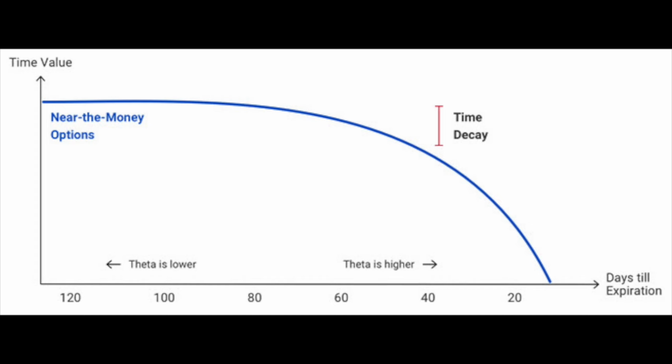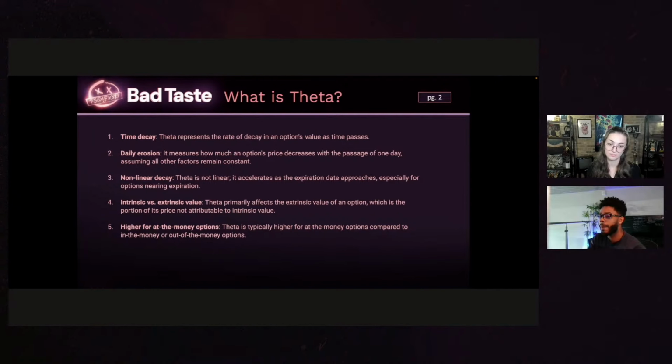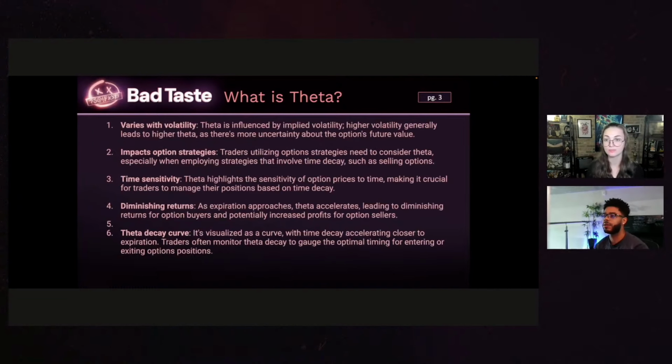Even if you can't see the value in the option's price change, the price of the option could even increase, but the time value still goes down because maybe volatility is expanding. And maybe you can't see that theta is still ticking. So it varies with volatility. Theta is influenced by implied volatility. Higher volatility generally leads to higher theta, as there's more uncertainty about the option's future value.